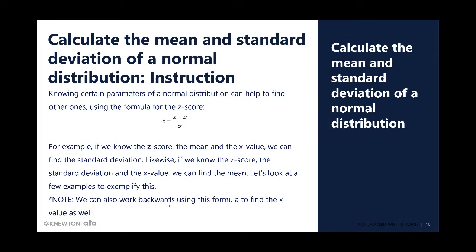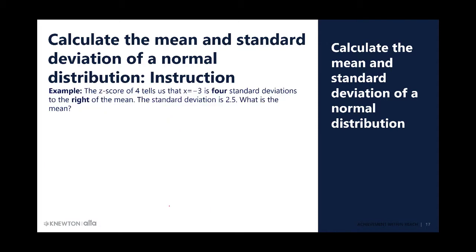All right, so once we know how to get a z-score, we can also use that same z-score formula to find missing information. Let's get straight to an example. For example, if the z-score of 4 tells us that x equals negative 3, it's 4 standard deviations to the right of the mean. So a z-score of a positive 4 means we are 4 standard deviations to the right of the mean. If the standard deviation is 2.5, what is the actual mean?